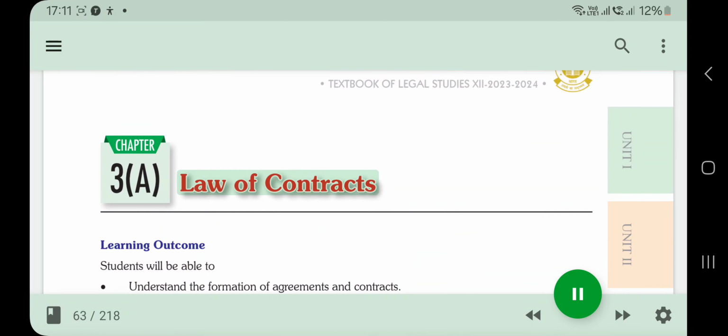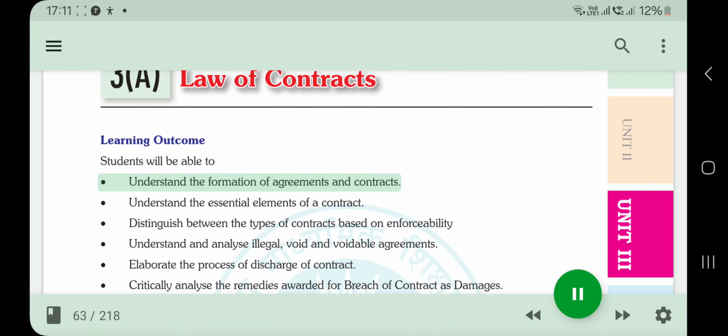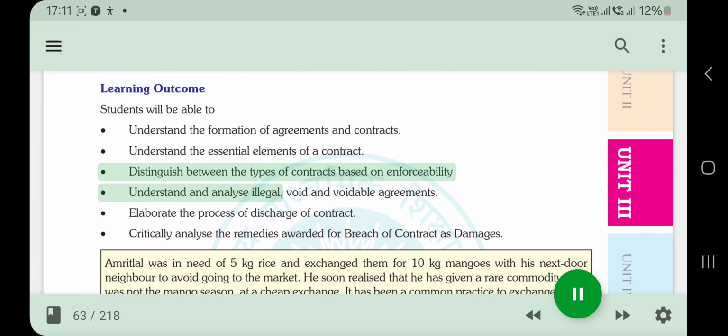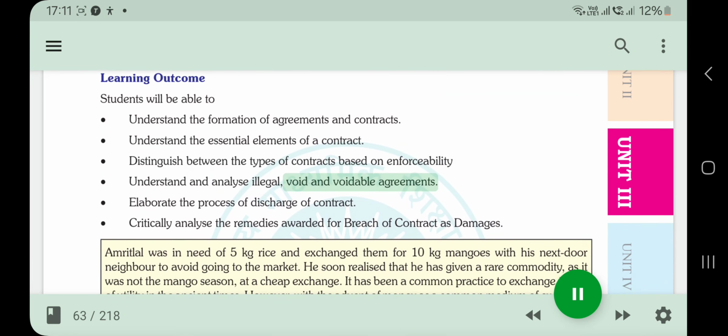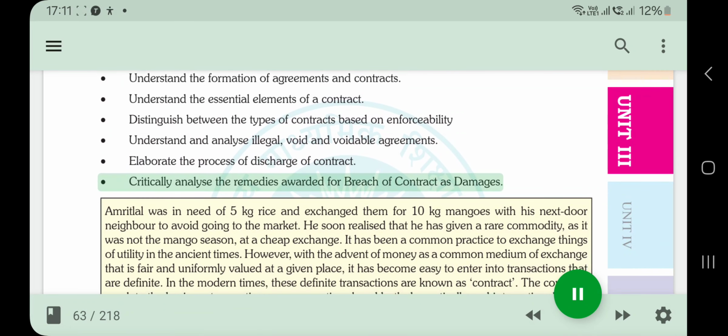Law of Contracts. Learning outcomes: students will be able to understand the formation of agreements and contracts; understand the essential elements of a contract; distinguish between the types of contracts based on enforceability; understand and analyze illegal, void and voidable agreements; elaborate the process of discharge of contract; and critically analyze the remedies awarded for breach of contract as damages.